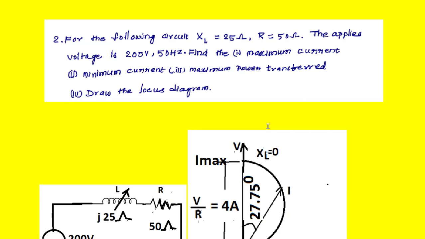Next, going to the second problem. Look at this. For the following circuit, if the inductive reactance is 25 ohms and the resistance is 50 ohms, the applied voltage is 200 volts at 50 Hz. Find the maximum current, minimum current, maximum power transferred, and the last one is draw the locus diagram.